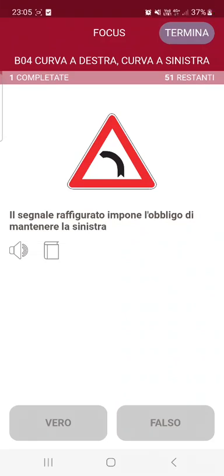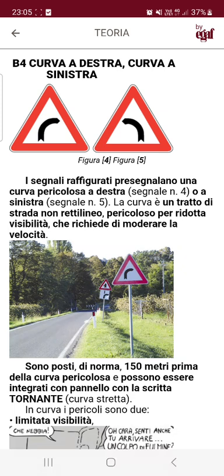Let's do one great and large topic under segnale di pericolo. This one is B04, and this topic is called Curva a Destra, Curva a Sinistra. It is a large topic; we get about 52 quiz questions under it. Let's read about Curva, then we'll explain and do the quiz.